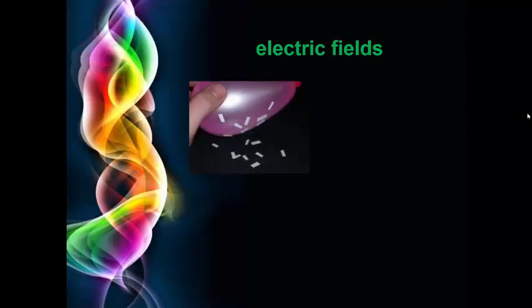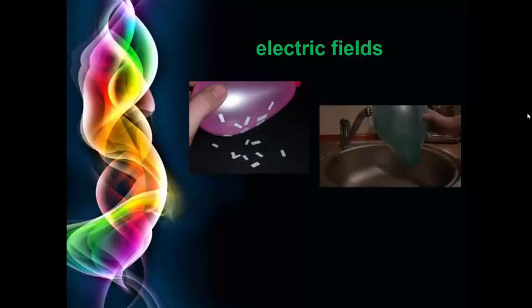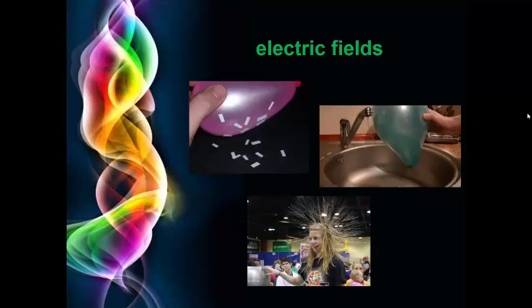Rub a balloon in your sweater and you can give it a static electrical charge which will attract small pieces of paper or even repel a stream of water. You may have seen a Van de Graaff generator which charges the strands of hair on your head, causing them to repel away from one another. Plus attracts minus, but plus repels plus.